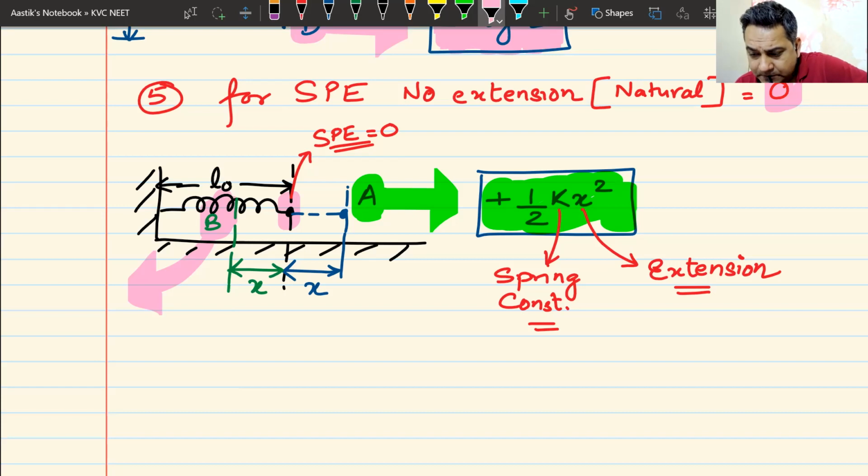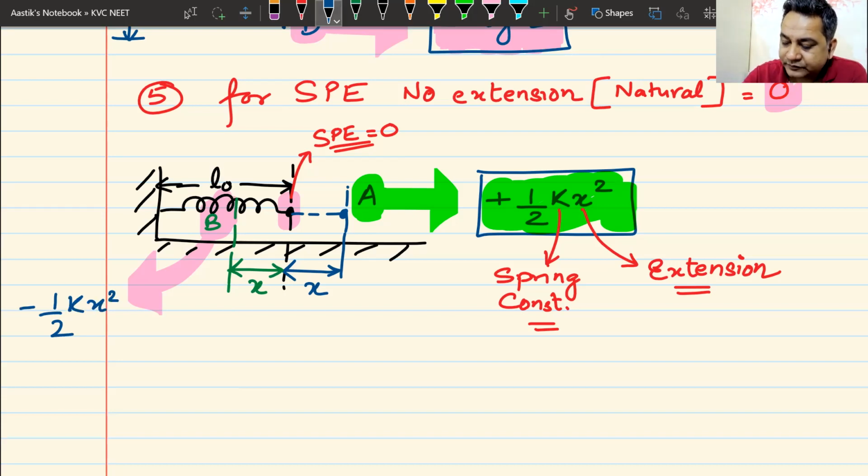No answers? Well, if you're not giving any answers, I will have to give it to you. The answer would be definitely minus half kx square. Yes or no? Can I have some reasons? If it is extended, it is plus half kx square. If it is compressed, it is minus half kx square. That should be the answer.